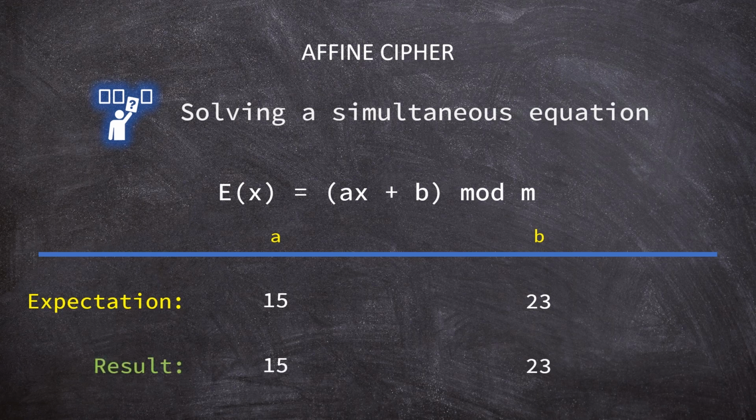So you can see, as long as we know the mappings for at least 2 characters in the message, the Affine Cipher doesn't give us a whole lot of security.